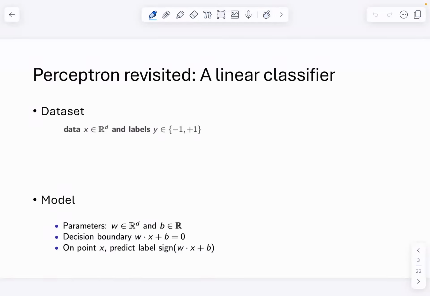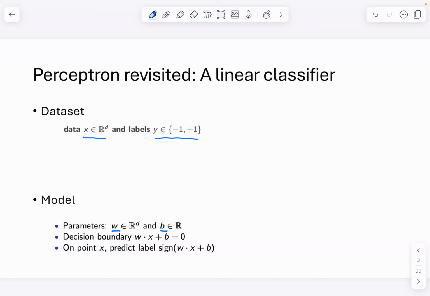It is basically a linear classifier, right? Suppose our dataset is a binary classification dataset, and the input is from a d-dimensional space, and the labels are either -1 or +1. So this is our dataset. And our model is a linear classifier, right? We have two parameters. First is W, a d-dimensional vector, and B is a scalar.